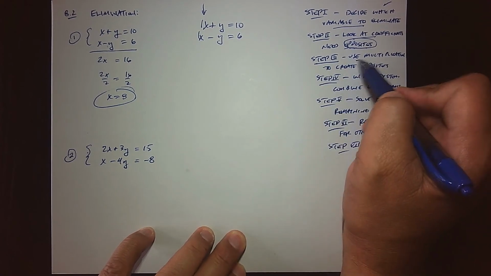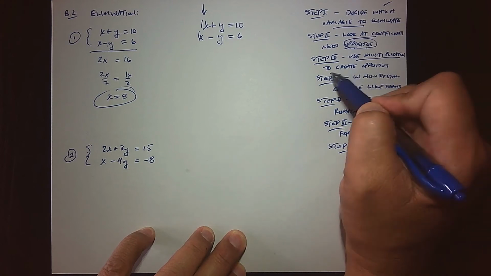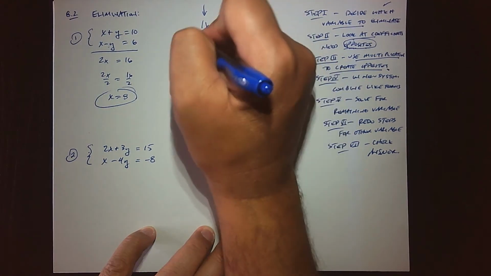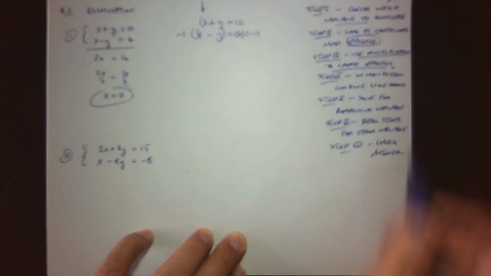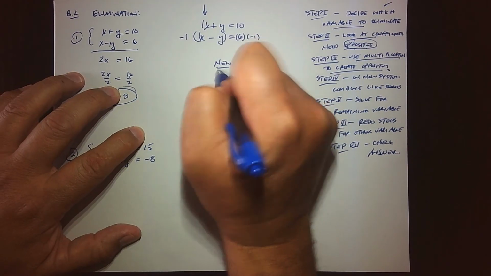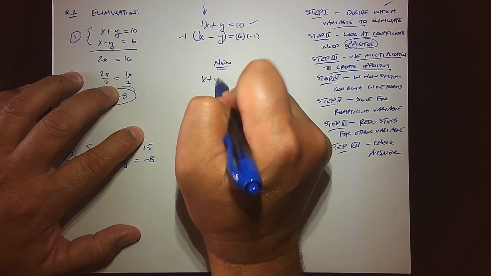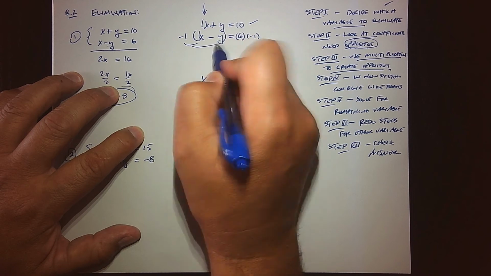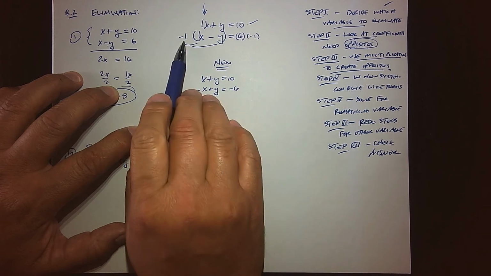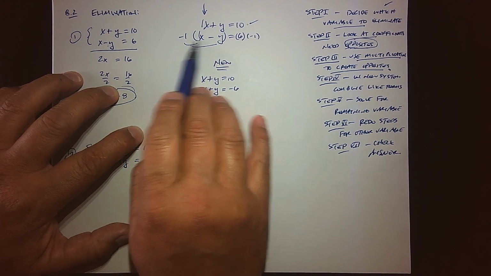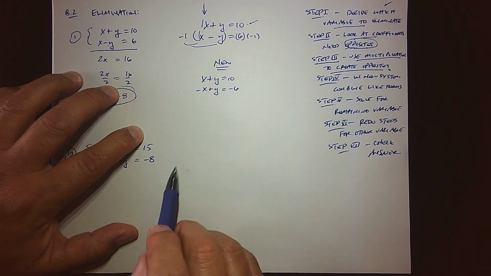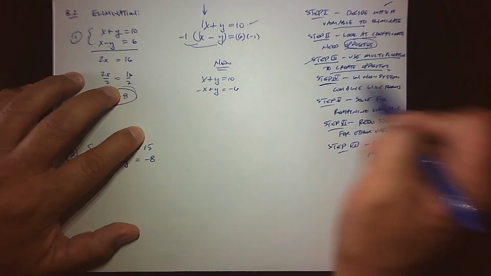So step 3, we're going to use our multiplication principle of equality to create the situation that I want. I'm going to take this second equation, and how about I multiply both sides by negative 1. That's going to create a new system. The first equation, I didn't do anything to it, but the second equation, when I multiply everybody through by negative 1, I end up with negative x plus y equals negative 6. Negative 1 times x is negative x, a negative times a negative is a positive y, and 6 times negative 1 is negative 6.